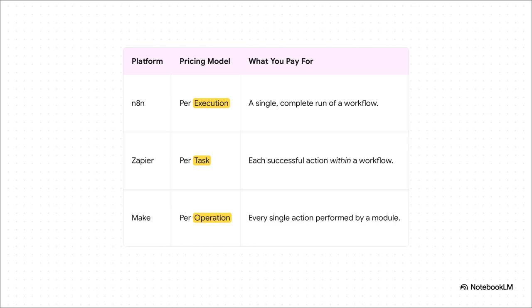Just look at how different these models are. Zapier charges you per task. Make charges you per operation. That means every little step in your workflow costs you money. But n8n, it charges per execution. Your entire workflow, whether it has 5 steps or 50, can run from start to finish, and that counts as just one execution. For complex automation, the savings here can be absolutely massive.